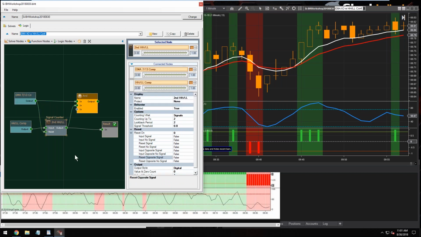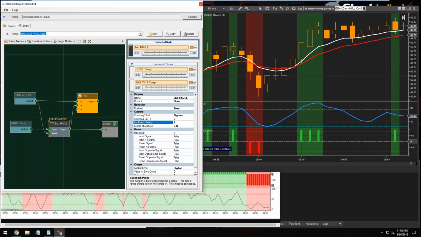Actually, let's connect that back in there. And yeah, so there we go. So there's our first higher high and our second higher high. So you could use a signal counter and just set your period to 2 and your count up to 2.